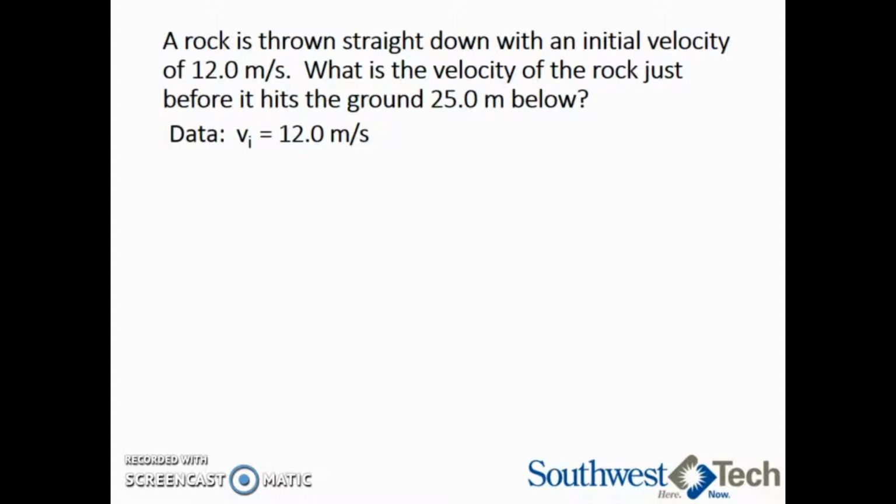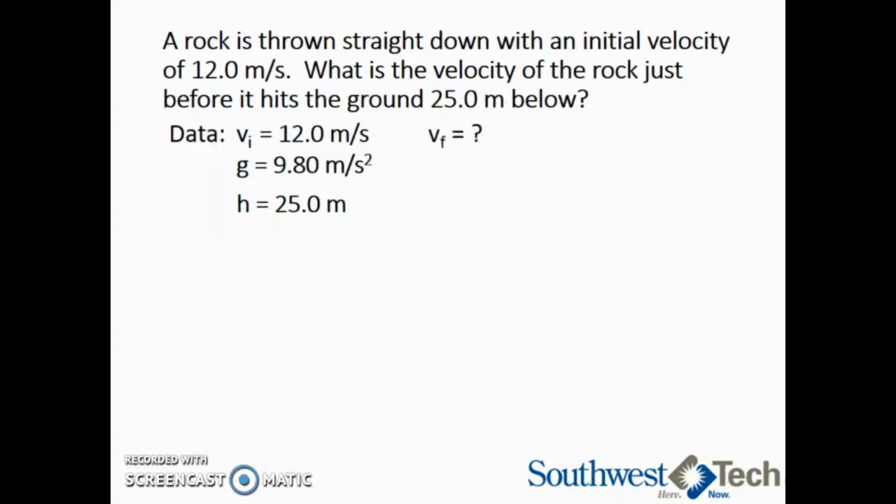Because the rock is moving in the y direction, the acceleration of the rock will be the acceleration due to gravity, which is 9.8 meters per second squared. This value is also positive since the acceleration due to gravity is acting down, and we already defined down to be positive. We also know the rock is 25 meters above the ground, so this is the height. We are trying to find the final velocity.